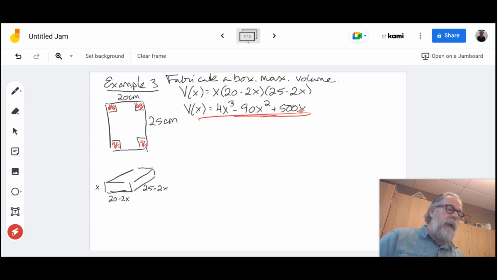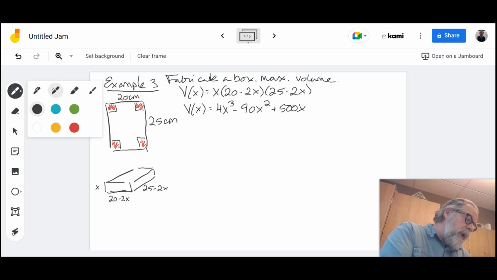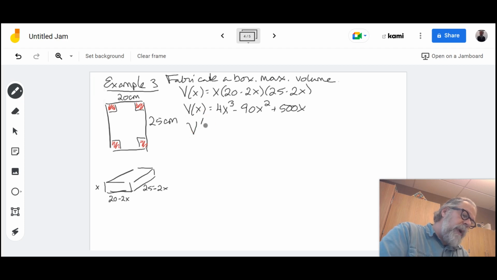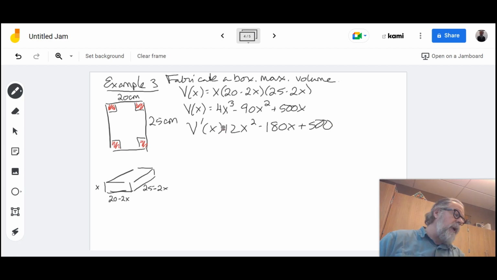looking right here at that equation, and multiplying it out, we get a cubic. So we want to maximize this volume. What we are going to do is find the derivative, which is going to be 12x squared minus 180x plus 500. We're going to go back and insert an equal sign right in there.